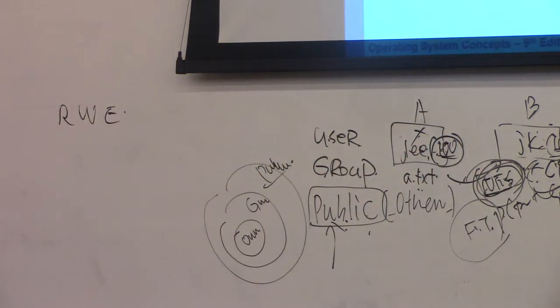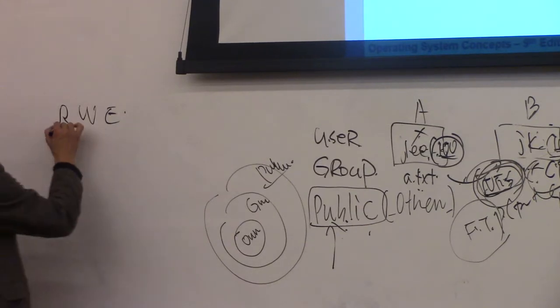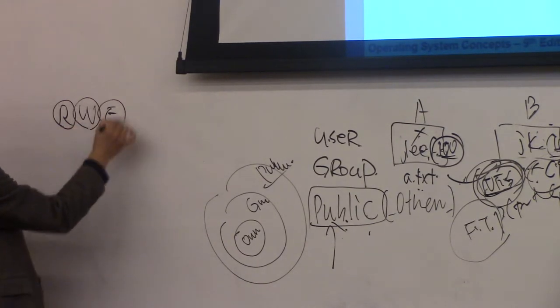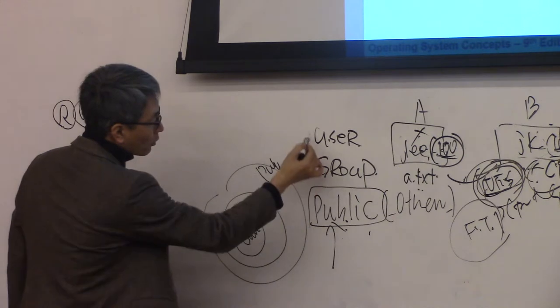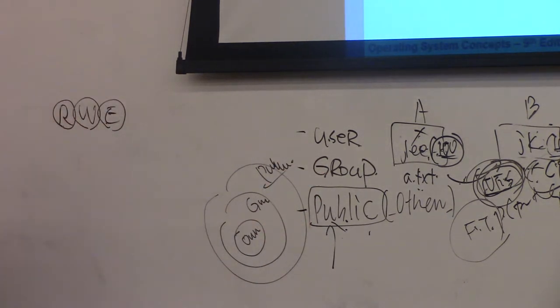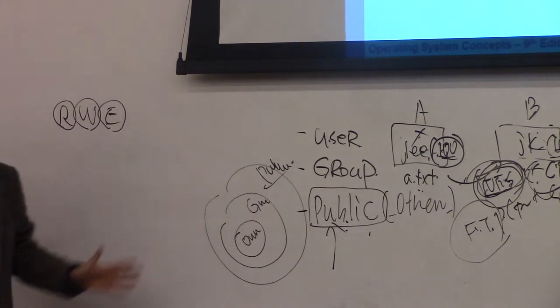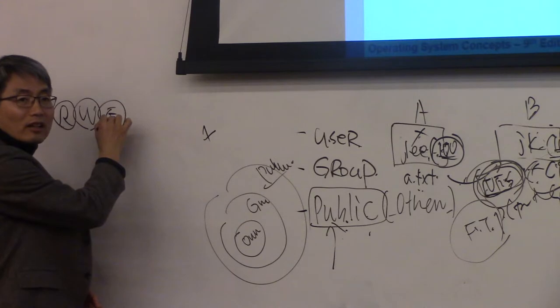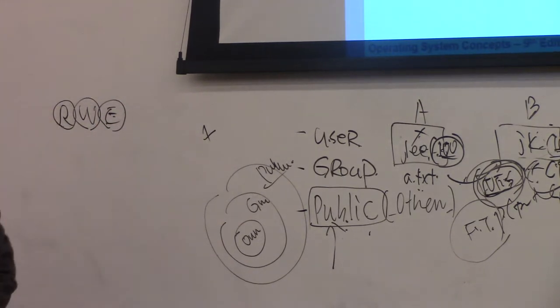Okay. So how many different types of access? Read, write, and execution. And how many different types of user? User, group, and the public, others. So how many combinations? Three times three. So there are a total of 9 different types of access control, the permission.